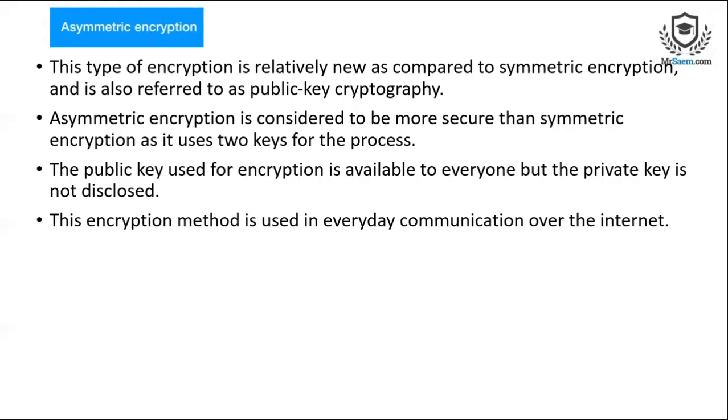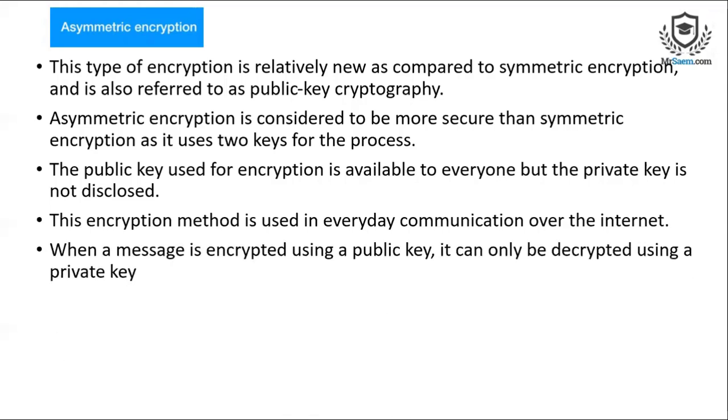Now, how does it work? This encryption method is used in everyday communication on the internet nowadays. When a message is encrypted using a public key, it can only be decrypted using a private key. That's the point. When you send a message and it is encrypted with a public key, you will also have generated a private key, and this private key will be used to decrypt it. So you have two keys.